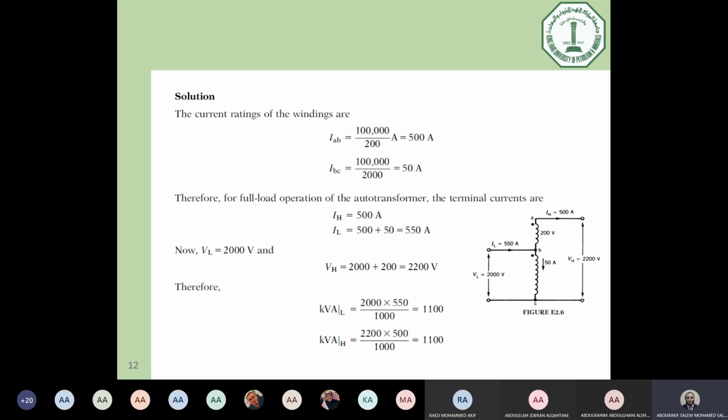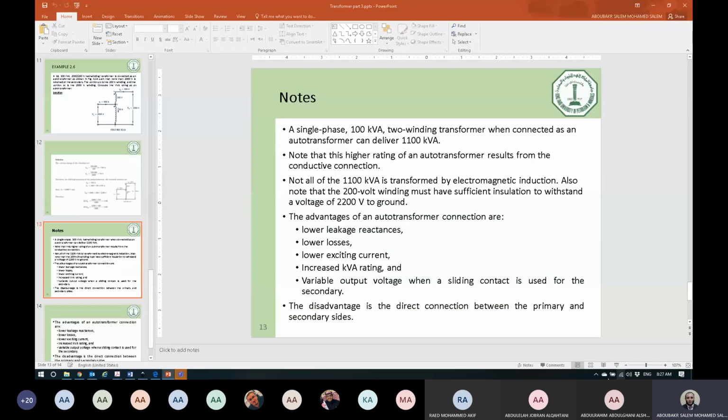Okay. And I think we can stop here now because of the quiz. Inshallah, next class we will continue discussing the results of this example, and we will cover some important notes regarding auto transformer. Okay, I will stop the recording now.